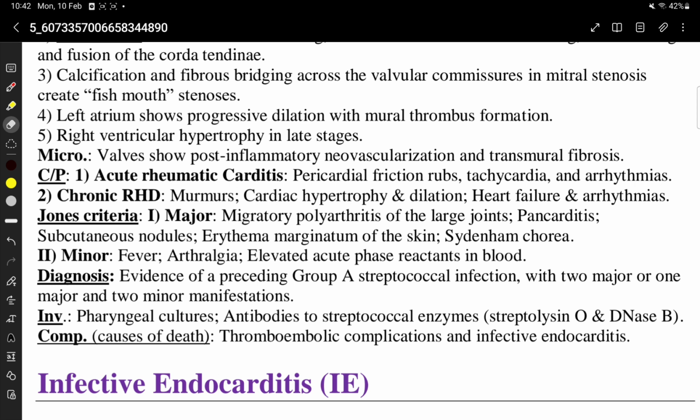Minor: fever, arthralgia, elevated acute phase reactants in the blood.